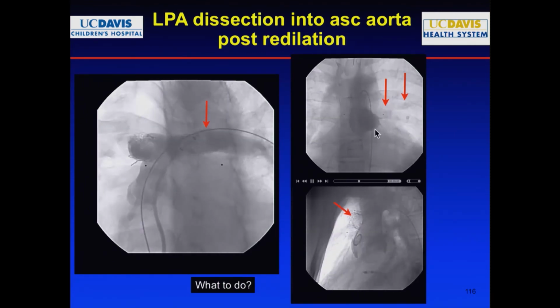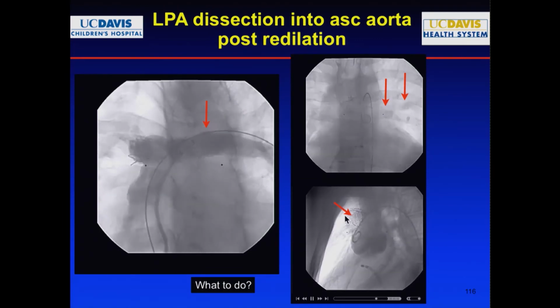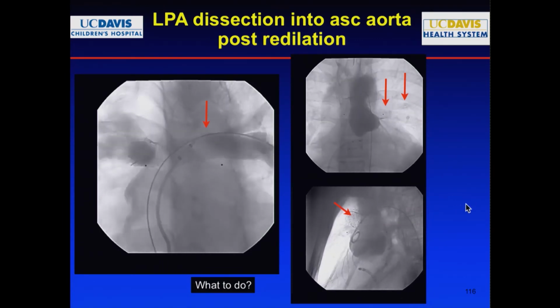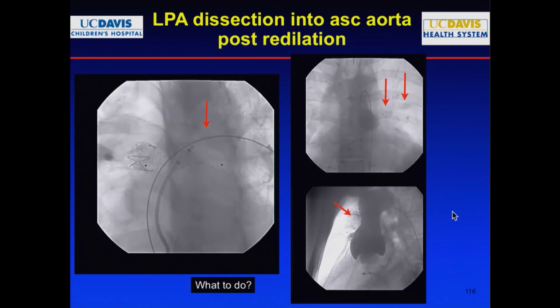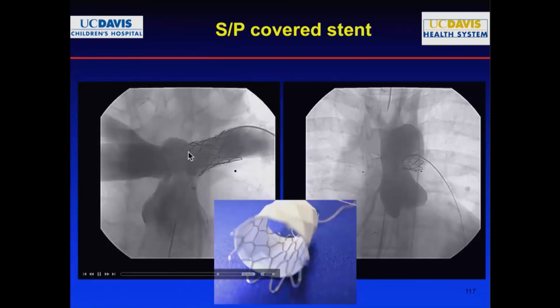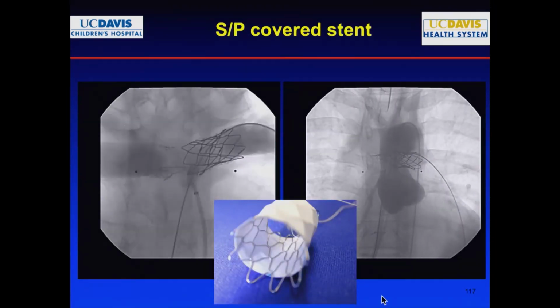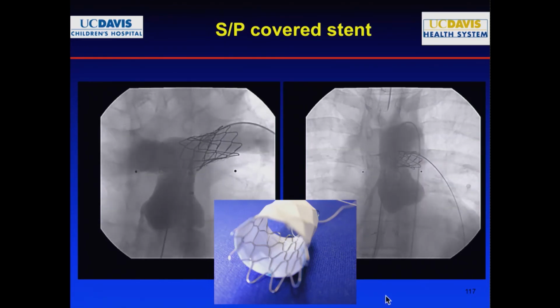A little bit up there. And in fact, you see a little bit of contrast coming through here. So we know we created a dissection between the PA stent and the aorta. Luckily, we have covered stents now, so we can cover it and get ourselves out of trouble. So make sure you have these things around to get yourself out of trouble.